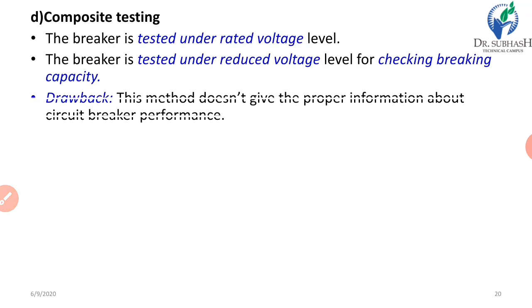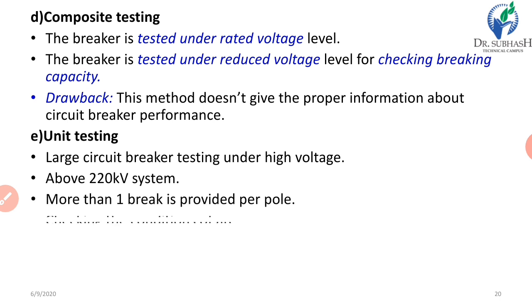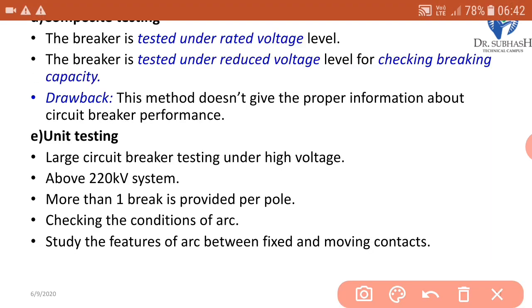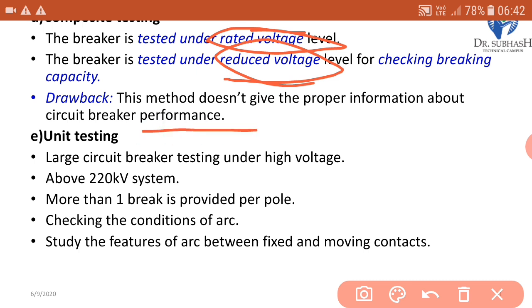Now composite testing. The breaker is tested under rated voltage level. The breaker is tested under reduced voltage level for checking breaking capacity. What is the drawback? This method doesn't give the proper information about circuit breaker performance.